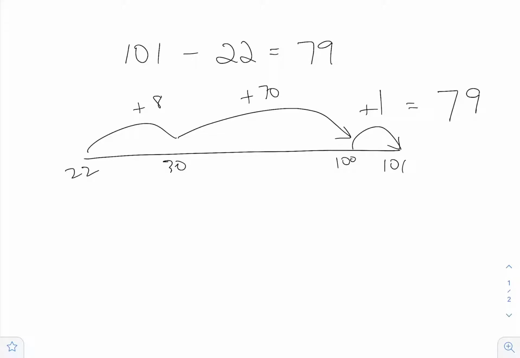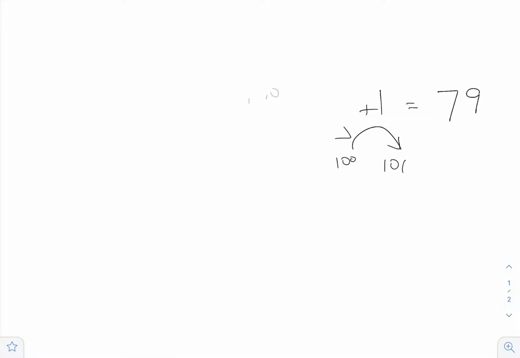I'll post a link below so that you'll be able to see how to use the open number line in subtraction a little bit more. But for our purposes now, let's just say that we're done with this. We're going to start going with integers now.